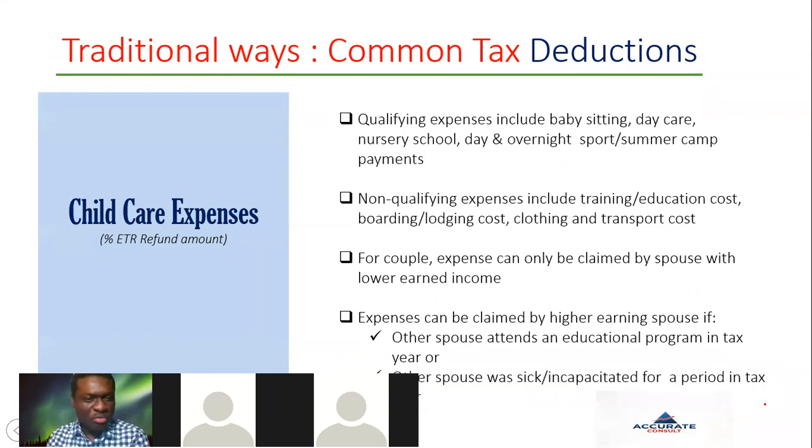Then, moving on to childcare, I believe most of us will pay childcare for our little ones. These are the qualifying expenses for childcare: babysitting, daycare, nursery school, overnight and day camp, summer camp. But there are some items that are not eligible. Training. So if, for example, my daughter's extra classes are not claimable.